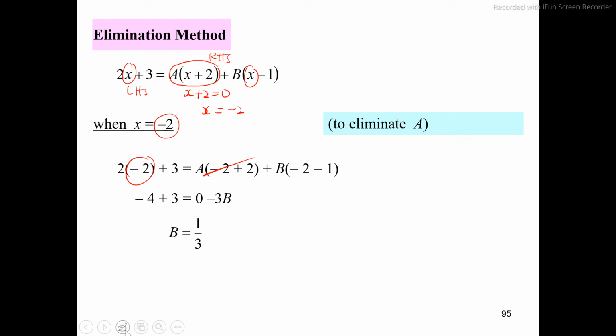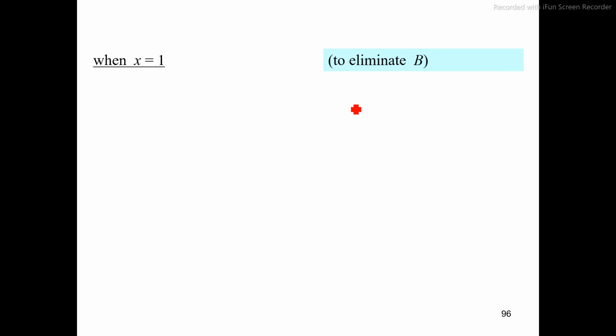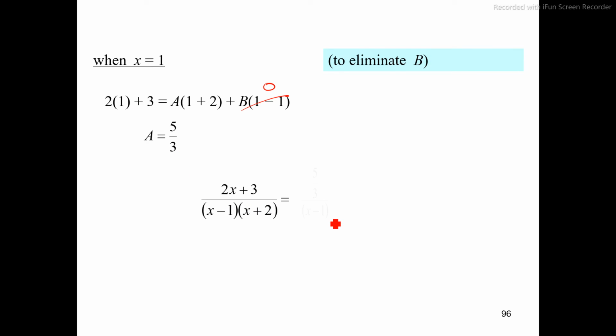And then the other side. If you look here, we have x minus 1. When x minus 1 equals 0, you get x equals 1. So you substitute x equals 1, and the B side becomes zero. This one gets 0 already. So you will get the value of A, and then substitute back.